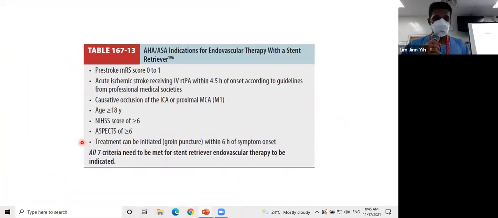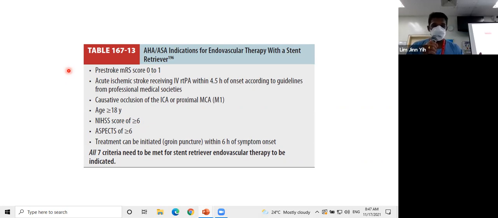Okay. So for thrombectomy, based on the American Stroke Association, they have these few indications before we decide whether the patient actually meets all these criteria to be eligible for this endovascular therapy. The American Stroke Association has these 7 criteria that need to be met. First is the pre-stroke modified Rankin scale score has to be 0 to 1. That's the first requirement. And secondly, these patients with acute ischemic stroke should be receiving RTPA within 4.5 hours of onset, according to the guidelines set by the professional medical societies.